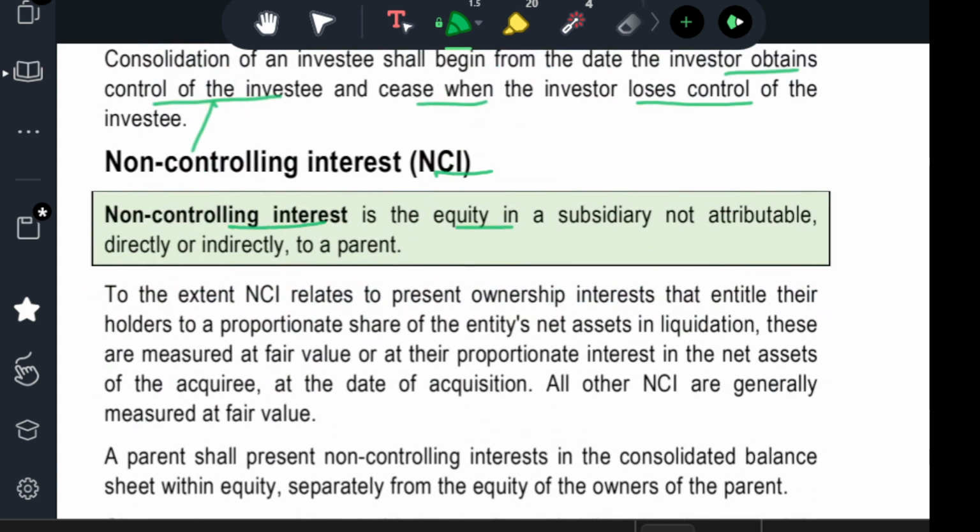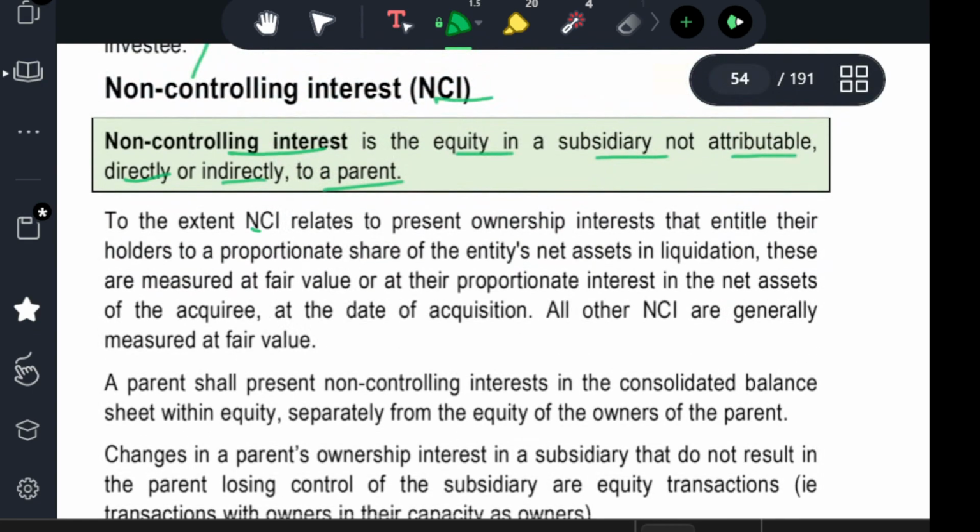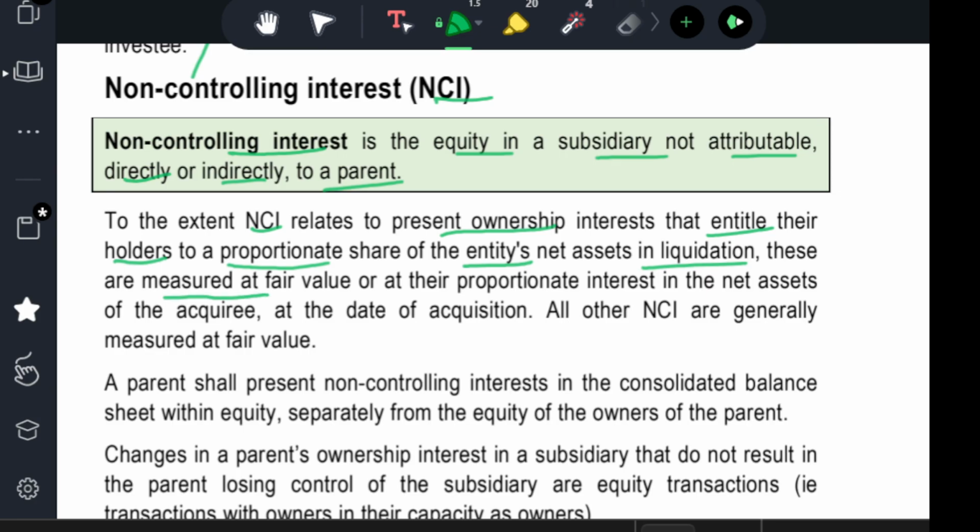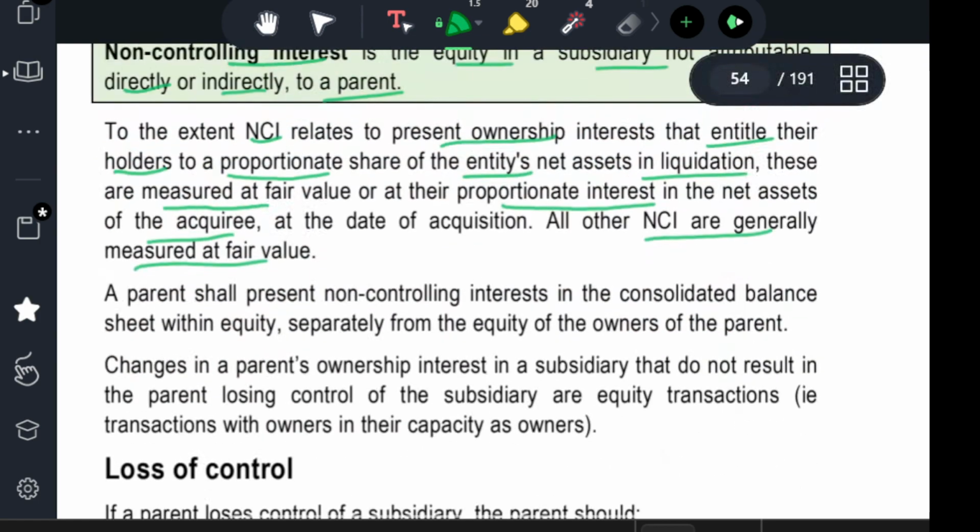Non-controlling interest is the equity in a subsidiary not attributable, directly or indirectly, to the parent. To the extent non-controlling interests relate to present ownership interests, they entitle their holders to a proportionate share of net assets in liquidation. These are measured at fair value or at the proportionate interest in the net assets of the acquiree at the date of acquisition. All other non-controlling interests are generally measured at fair value. The holding should always be stated at fair value. I invested some amount, but the investment has to be accounted at fair value. It means you should not say I invested 10,000 rupees, so now I will account for 10,000 rupees.